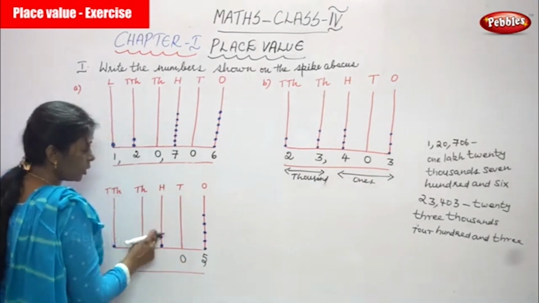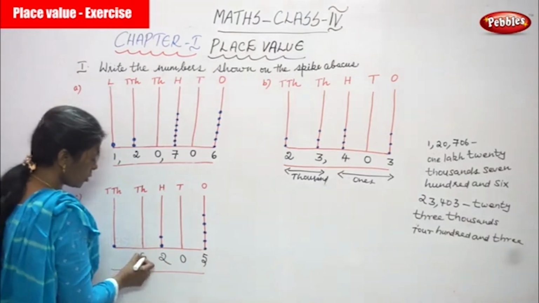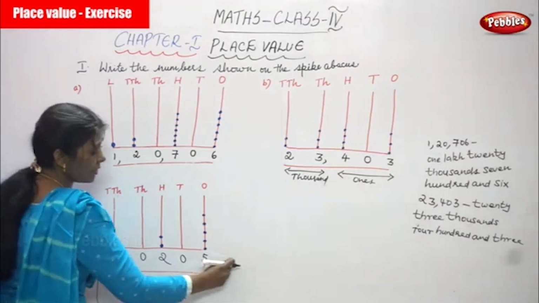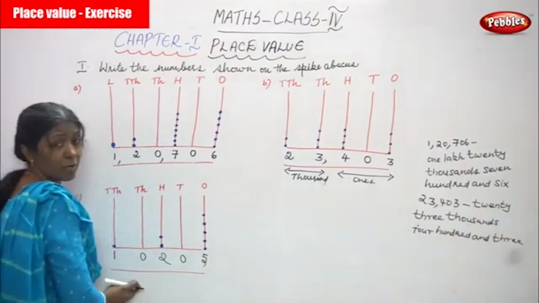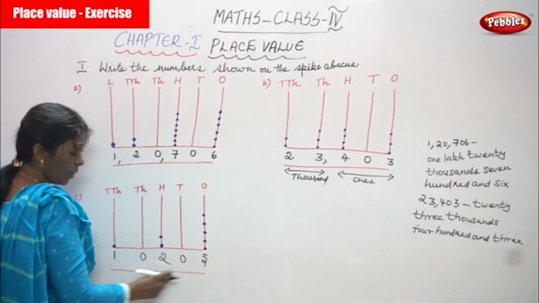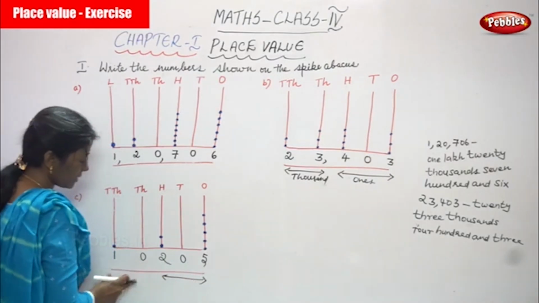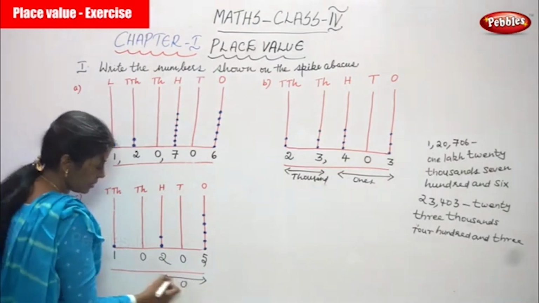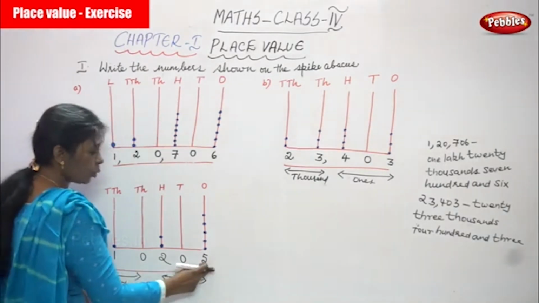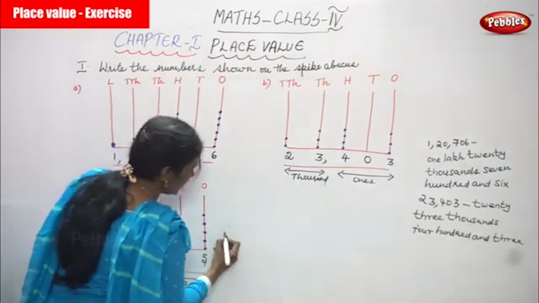Then hundreds place, how many dots? 2 dots. And thousands place, no dots. So you have to put 0. In the ten thousands place, only 1. So I've told you, you always start from the right. These 3 digits are the ones period. And these 2 are the thousands period. So you have to just leave over the last 3 digits and put a comma. So how are we going to read?